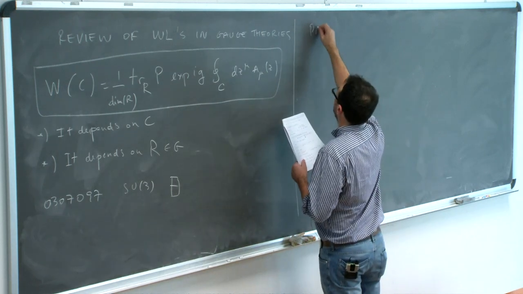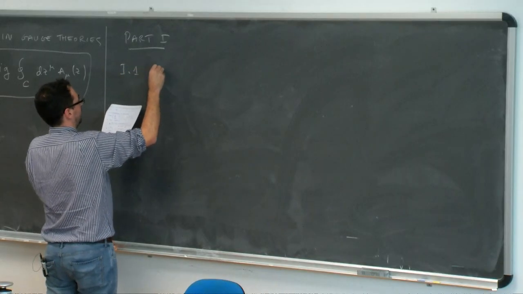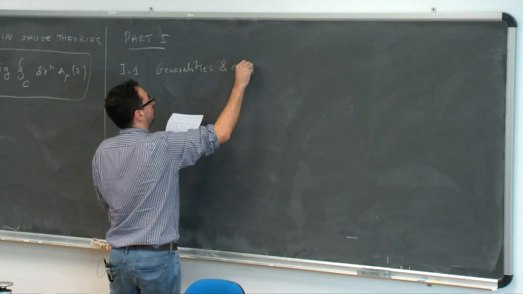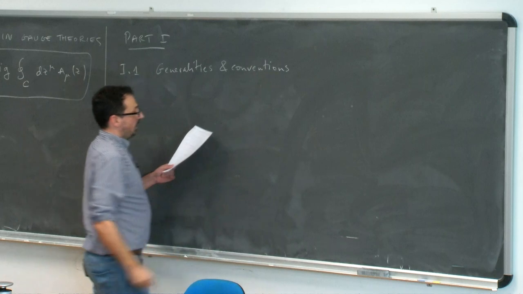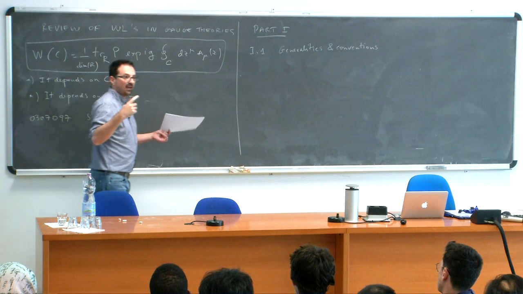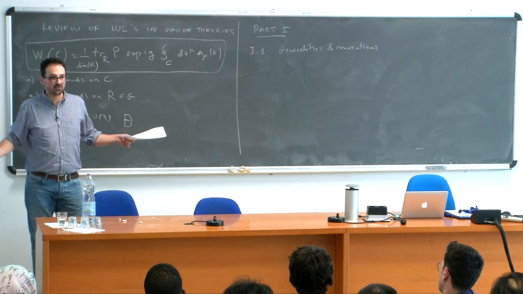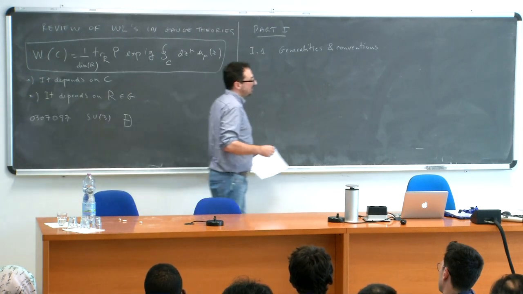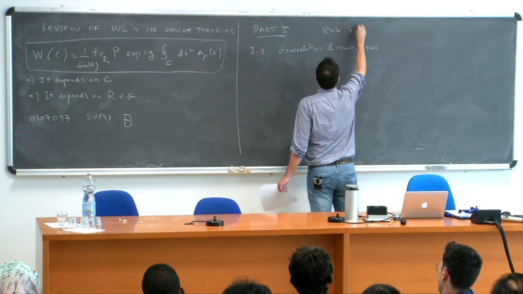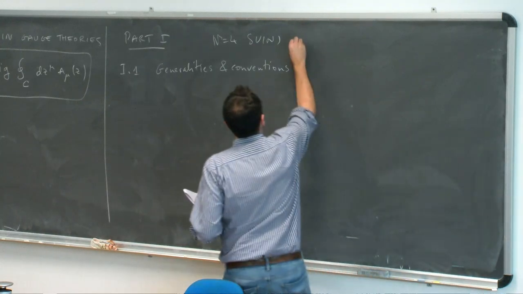So let me start with some generalities and conventions. Okay, so I decided to do one example with details rather than doing a survey of many examples with less details. And the example which is the easiest to talk about is N equal to 4 super Yang-Mills with gauge group SU(N), okay, in d equal to 4.